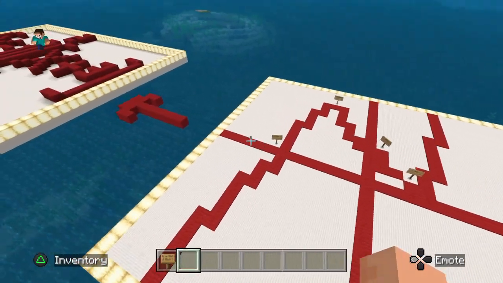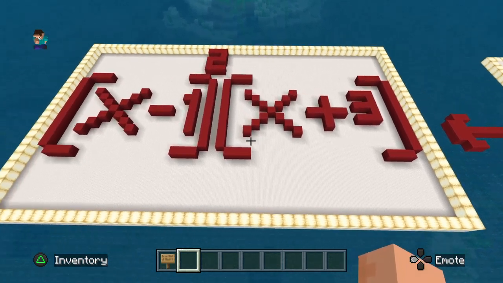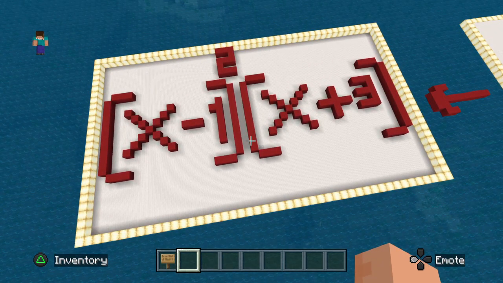So that's the graph. And finally, here's the factored form of my polynomial function. And that's it.